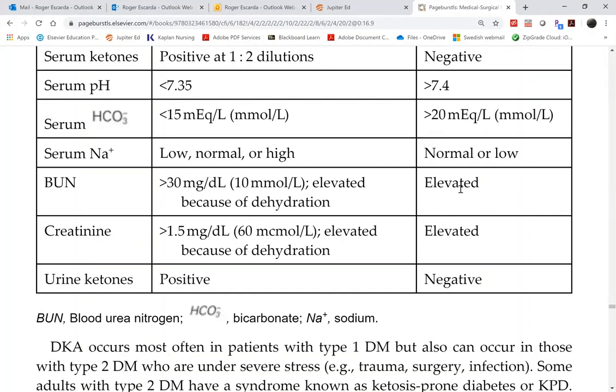BUN, because in both cases though, the patient becomes dehydrated. So eventually perfusion will drop, causing kidneys to suffer acute kidney injury. So your BUN and creatinine will elevate in both conditions. And finally, there's ketones in DKA and none in HHS.